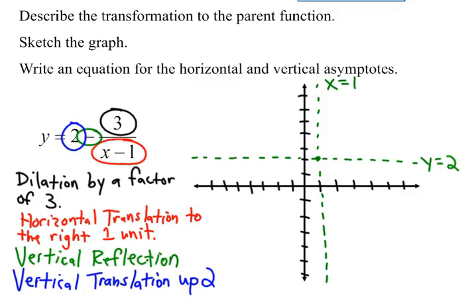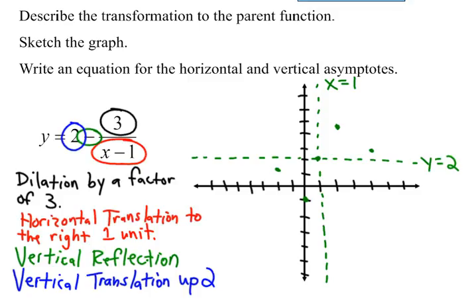So go over 1 and up 3. We'll go 1, 2, 3. We'll have a point right about there. And we'll go to the left 1 and down 3. And we'll have a point right there. But remember, it's also a horizontal dilation. Remember, over 1, up 1? Well, now we're going to go over 3, up 1. So, over 3, up 1. We're going to have a point right about there. And to the left 3, and down 1. And we're going to have a point right about there.